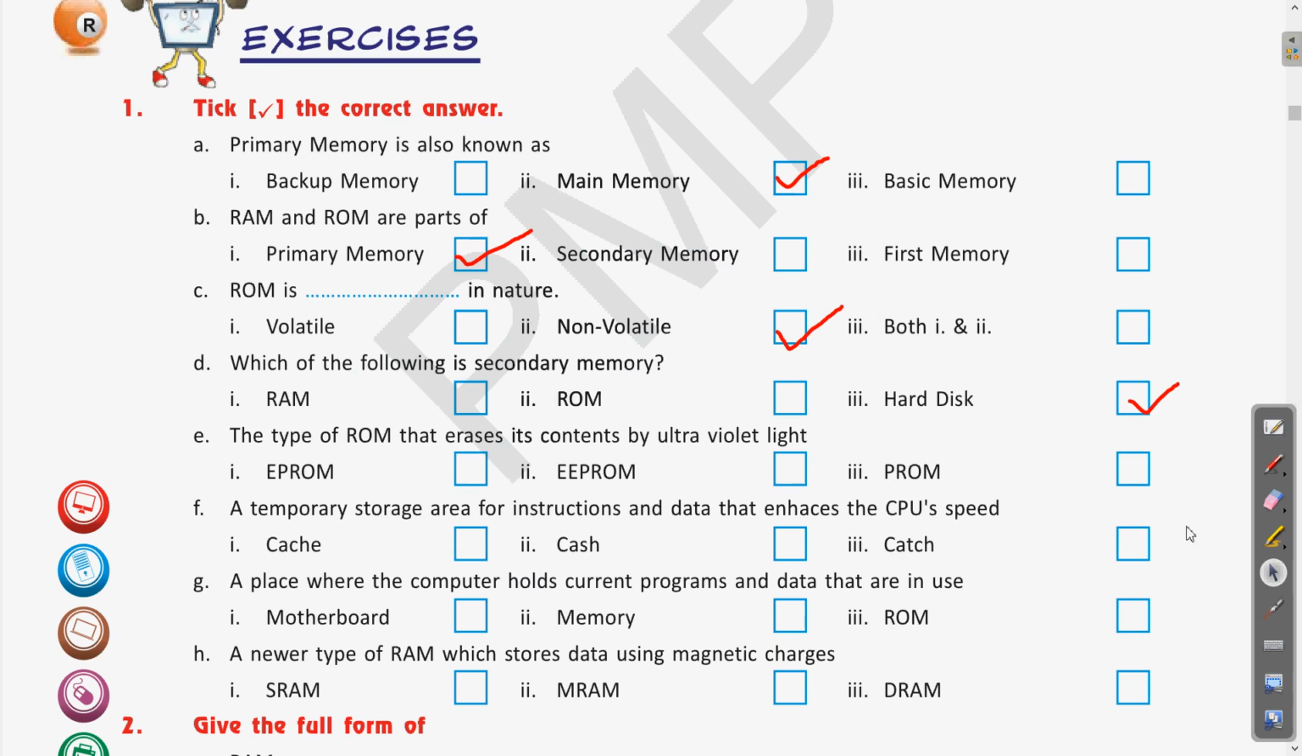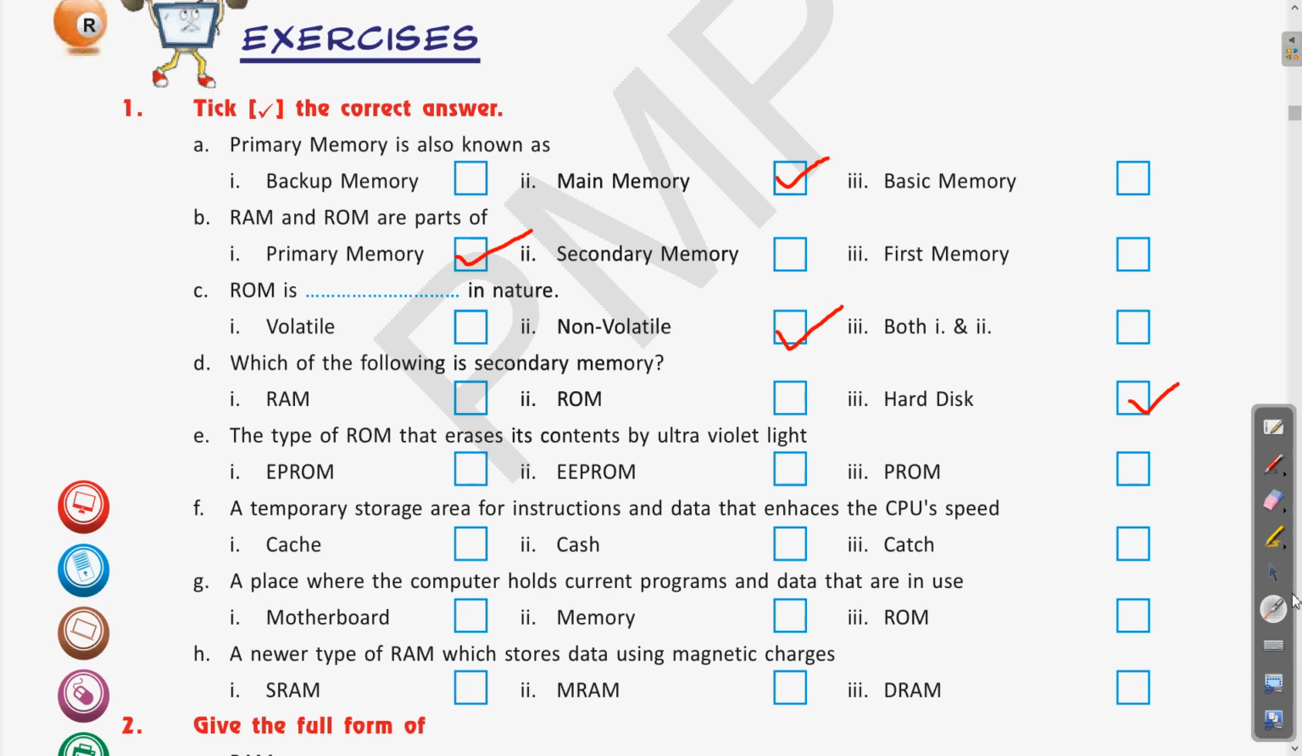So which of these are the type of ROM which erases its contents by the ultraviolet light? Whether it is EPROM, that is erasable programmable ROM, then double EPROM or PROM. So we also know that the ROM are of the three types. Now we have to check which type of ROM erases its contents by the ultraviolet light. I hope you already know.